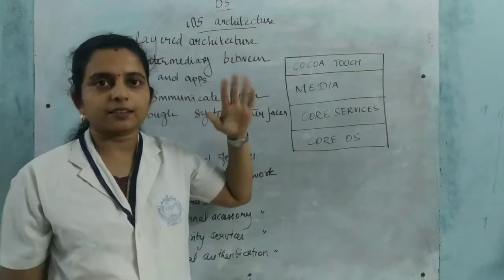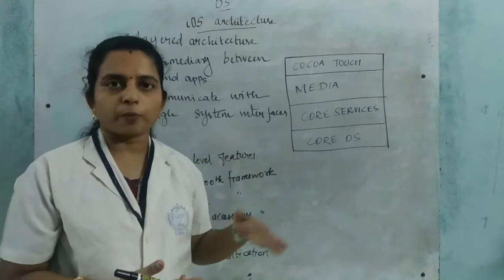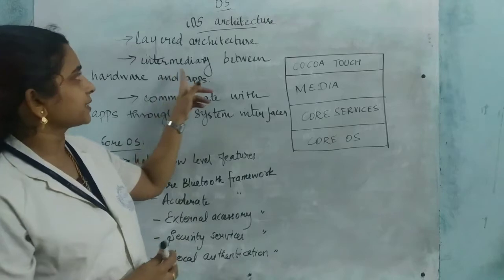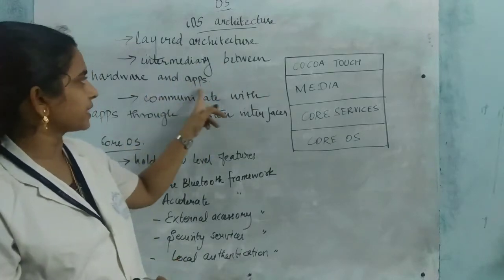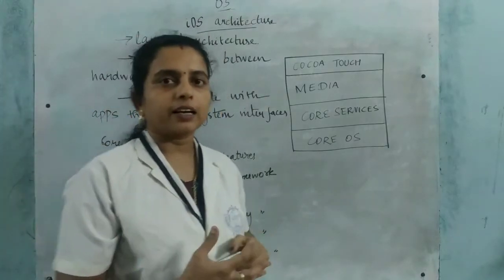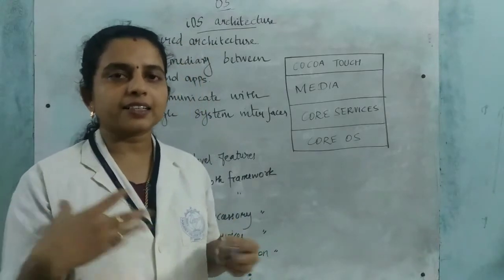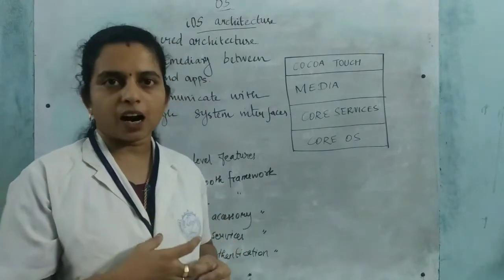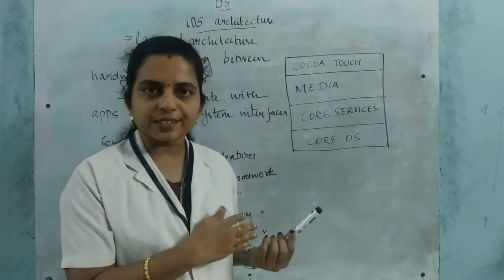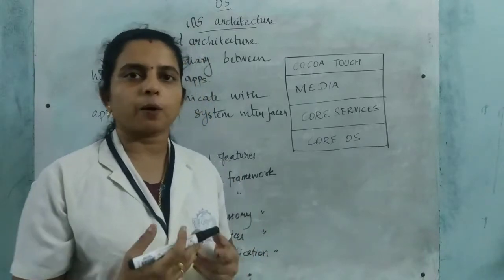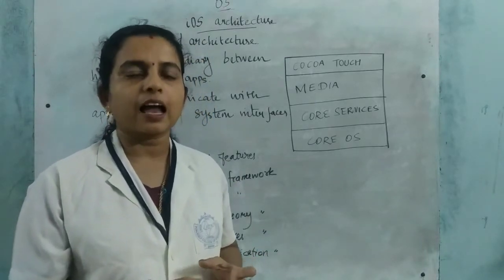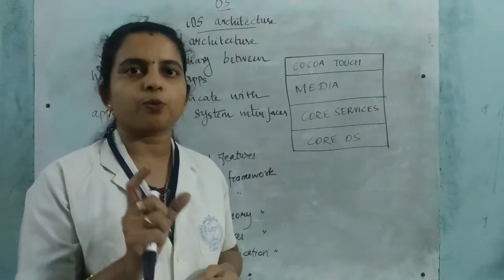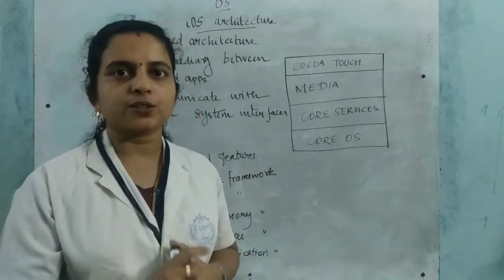Layered architecture means the architecture has many layers, and each and every layer does some functions. It acts as an intermediary between the hardware and the apps. If you are creating apps, something should be there to activate the app and connect it with the hardware. In the operating system we have also learned that to make connectivity between the user and the hardware devices, there is an intermediary, right? So it is an interface.